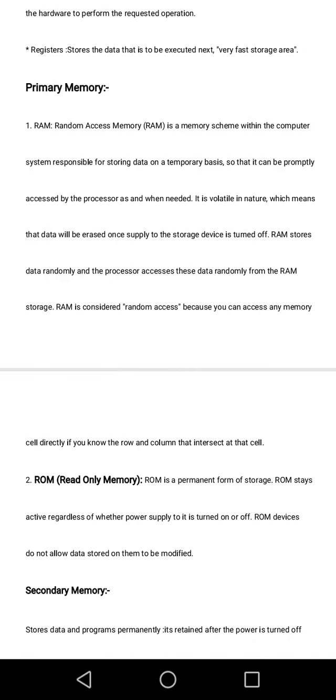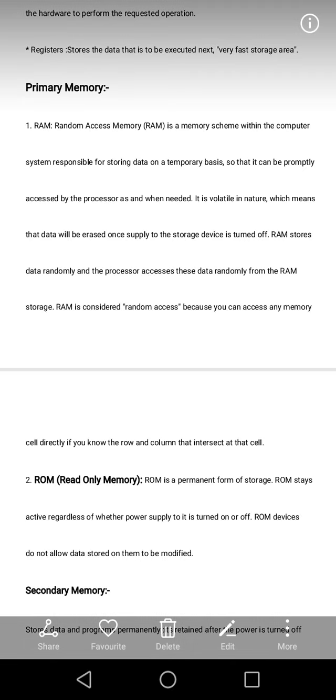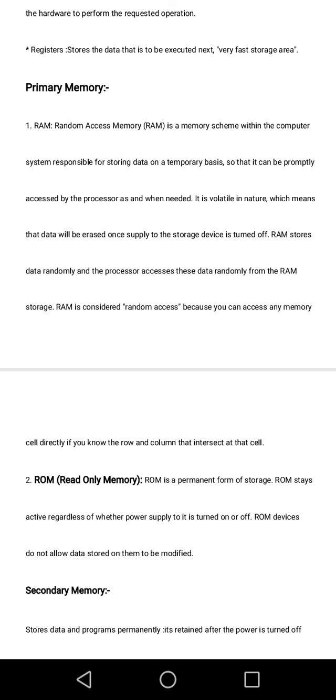Next, we discuss register. Register stores the data that is to be executed next. Very fast storage area. Next, we discuss primary memory. Firstly, we discuss memory. Memory is a storage device that stores data permanently and temporarily. There are two types of memory. First one is primary memory and second one is secondary memory.